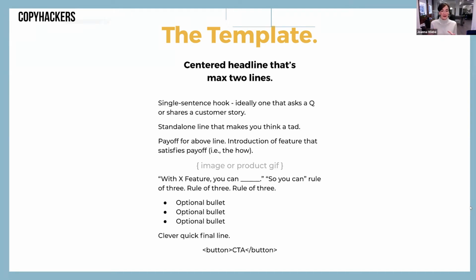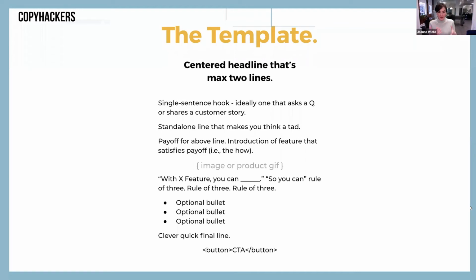So just start there. Then there's a standalone line that builds on the last line and makes you think a little bit. If you asked a question in that first line, you're going to answer that question, but in a way that makes the reader go, huh, and keeps them paying attention. Then you have a payoff for that line, and that then introduces the feature. So you typically have, here's my hook, here's a quick one-liner to build on that hook, a payoff for that line, and then introduction of the feature that satisfies the payoff.